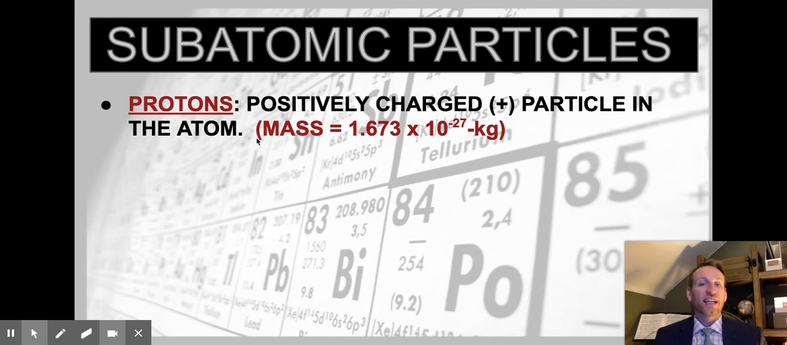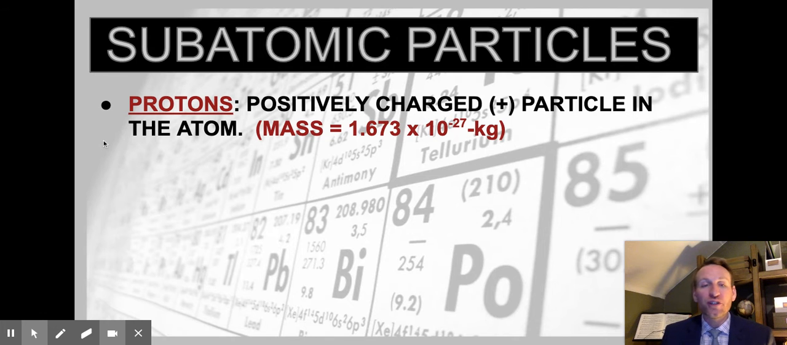Notice the size, okay? 1.673 times 10 to the negative 27th kilograms. When you see 10 to the negative 27th, that's scientific notation. For those of you that are unfamiliar with it or don't remember, it means that the decimal point is moved 27 places to the left.